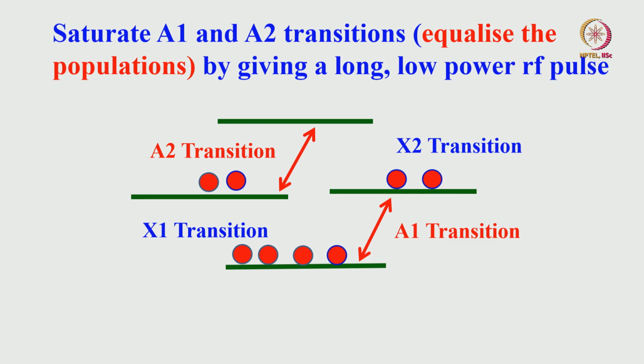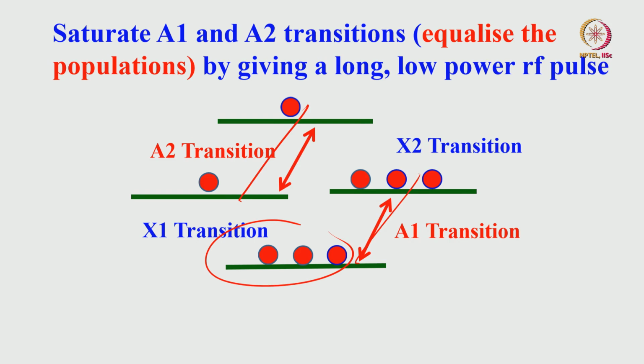Continuing further, I will saturate transitions A1 and A2. I will equalize the population. What do you mean by saturation? Making the population of both the states equal. I will saturate transitions A1 and A2. What will I do? This was the equilibrium population, right? 4, 2, 2, 0. When I make sure that it is saturated, these two become equal, these two become equal. This is what happens.